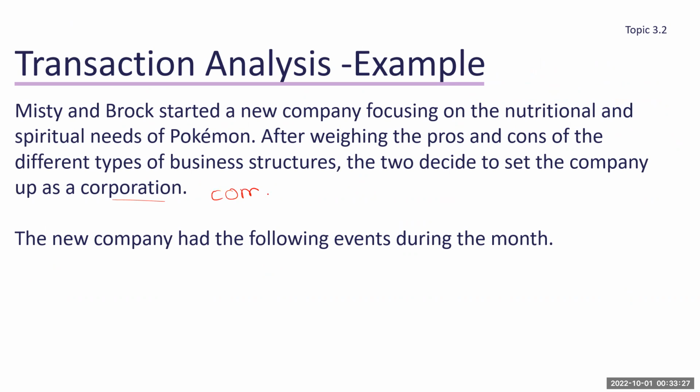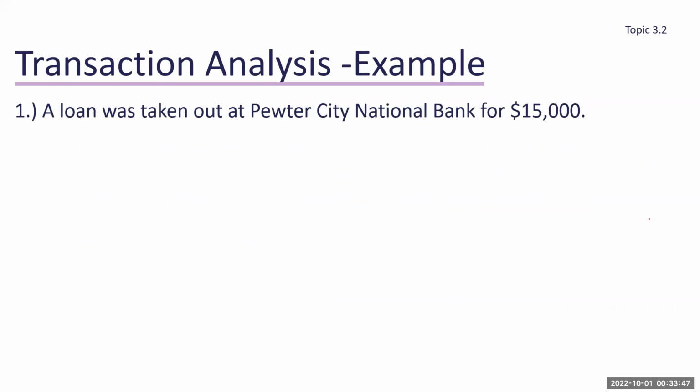So instead of owner investment, we're going to use common stock. Instead of drawings or withdrawals, we're going to use dividends. Instead of owner's equity, we'll use stockholders' equity. Okay, so it just kind of clues us into the different terms and titles we're going to be using. All right, so let's go ahead and set up their accounting equation for a corporation.